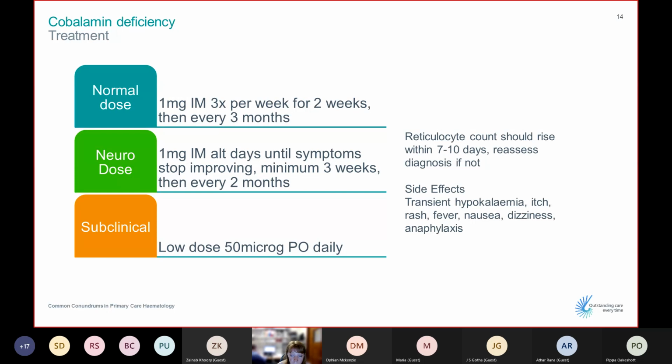And if you want to assess whether the B12 is working, a full blood count taken 7 to 10 days after supplementation is started should show a raised reticulocyte count in response. If it doesn't, we may want to consider our diagnoses. And common side effects can include transient hypokalemia, itch, rash, fever, nausea, dizziness, and anaphylaxis.